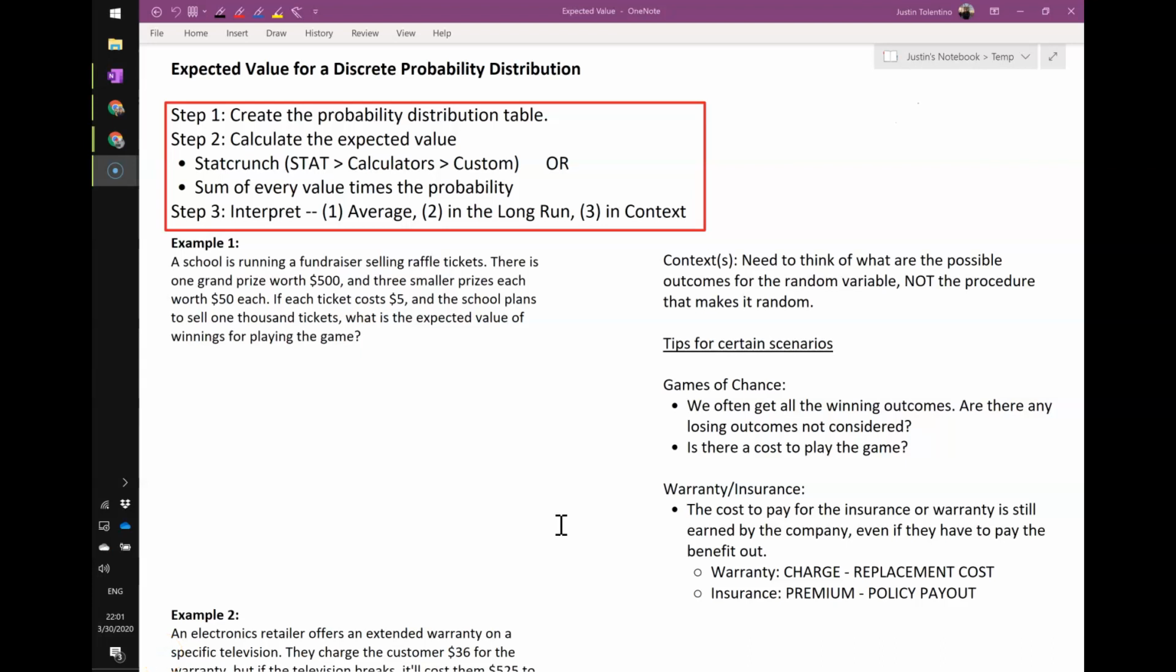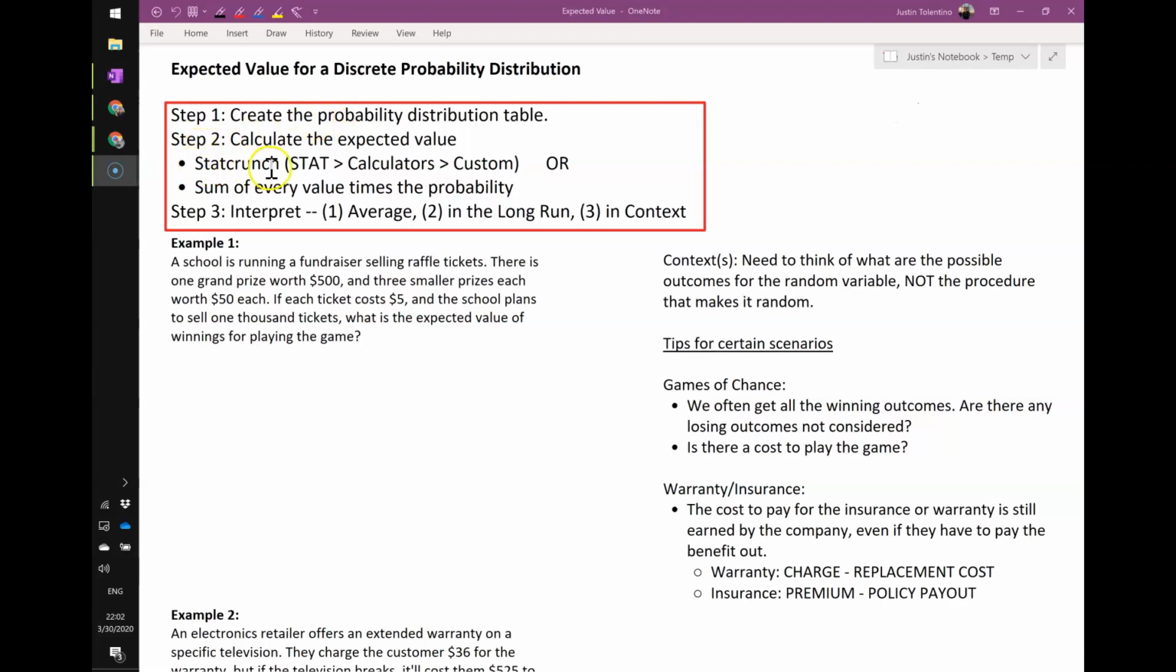So let's talk about the expected value for a discrete probability distribution. Specifically, if we come across a problem in some context, how do we calculate that expected value and how do we interpret it? Our first step, whenever we come across a word problem that asks us to find the expected value, is to think: can we create that probability distribution table? If we can build that table, then the second part where we actually do the calculation is straightforward.